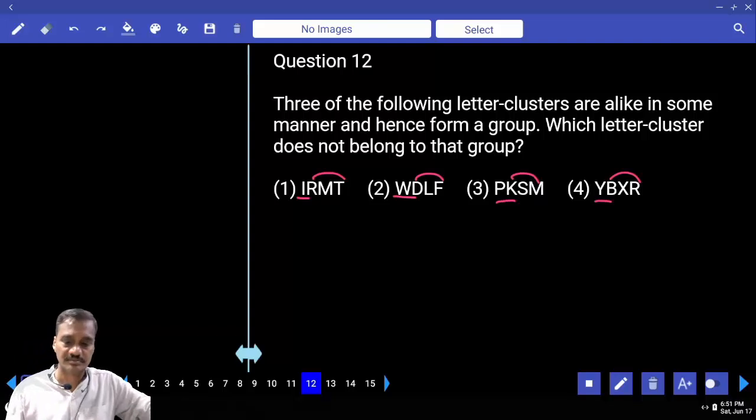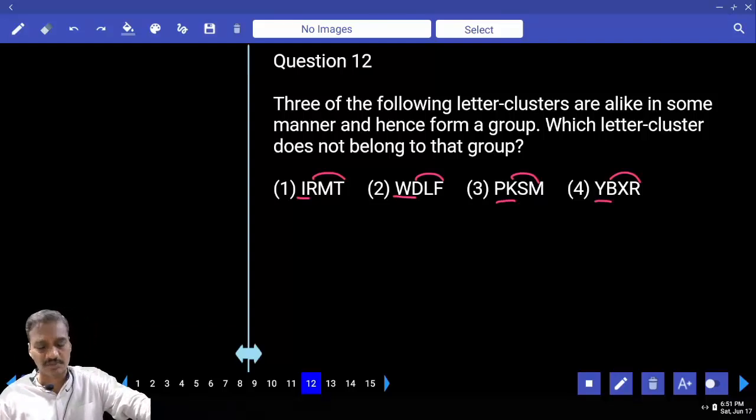Choice 4. My first option. Now in choice 1, there is one vowel and all the remaining are consonants. There is a specific pattern following among these elements.